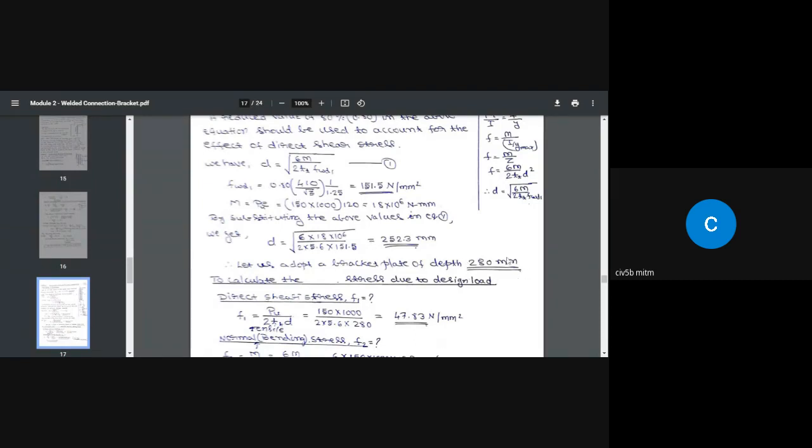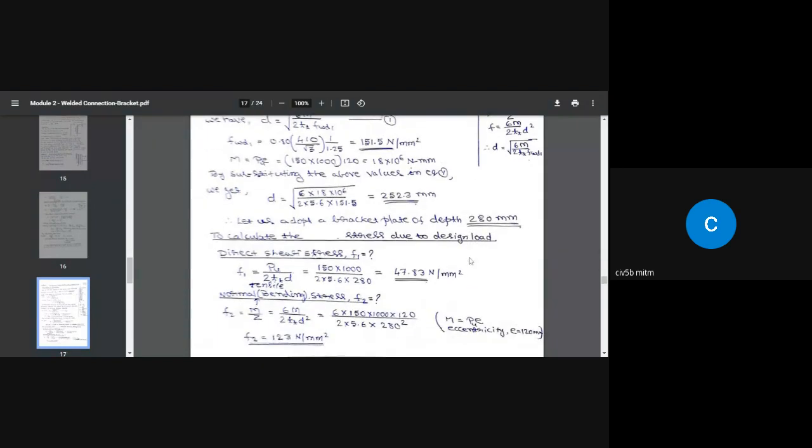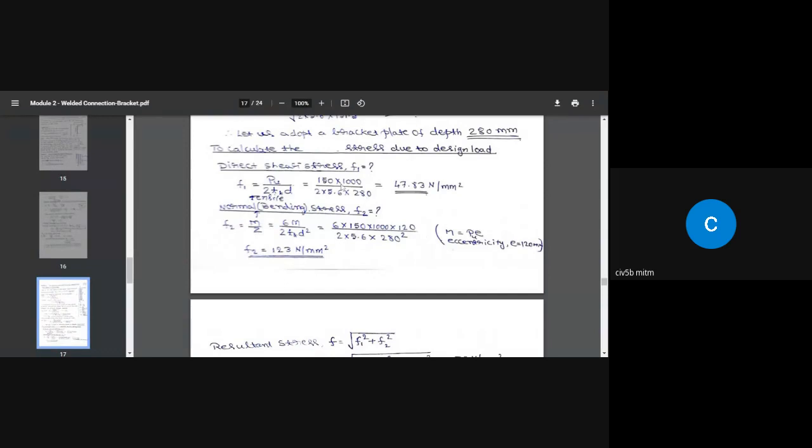So after finding this value, we will go back and check what is the stress developed in the extreme weld. If that stress developed in the extreme weld is within the limit of FWD, then whatever depth we have provided is adequate. Or else we have to go back and increase the depth further beyond 280 millimeter. Now we'll check our design whether it is okay or not. For that, let us find out what is the stress at the extreme weld.